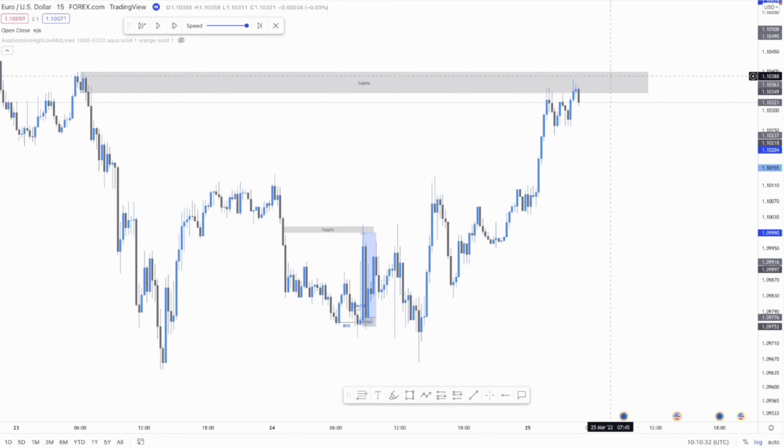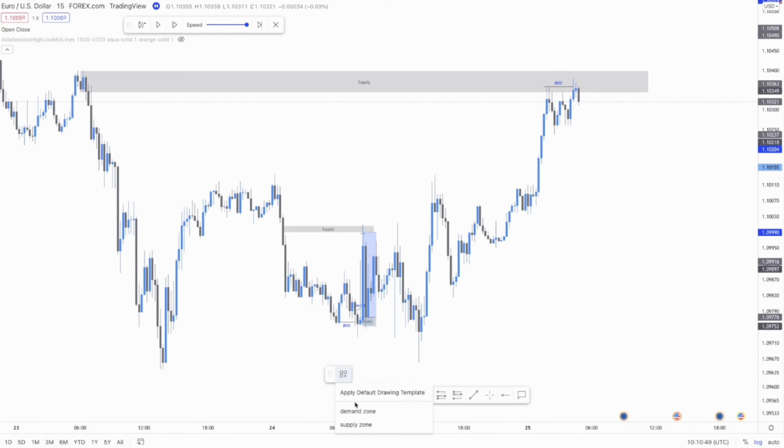Okay, so now we've mitigated the supply zone more than 50%, and we've also took the high, causing a break of structure. If I just mark that out, break of structure up. Break of structure was actually this demand zone here. Now, if we mark this demand zone out, what I want to happen now is when this demand zone gets taken, that's the confirmation of a change of character.